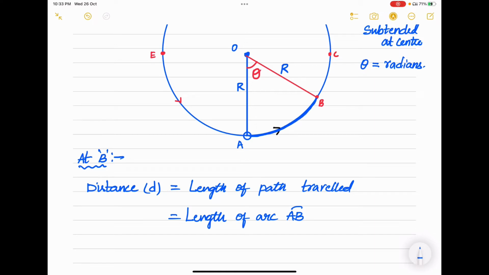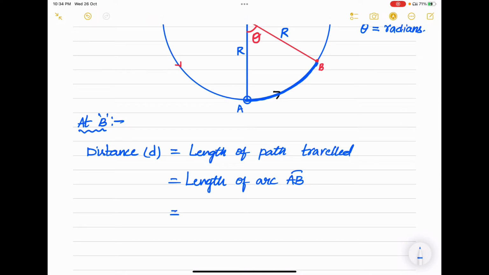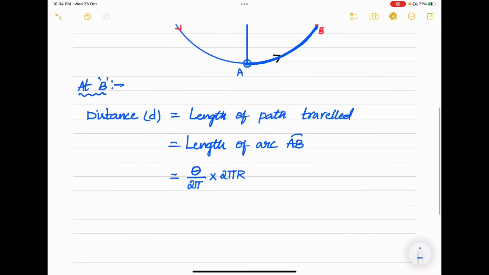So if we can find the length of this arc, we can easily find the distance between A and B, where it is subtending an angle theta at the center. The length of the arc formula we already learned in our childhood in mathematics: the angle subtended at the center by the total angle in a complete circle, assuming radians, that is 2 pi, into the circumference of the circle. The circumference of the circle is 2 pi into radius. From this I can simply cancel 2 pi and 2 pi. Thus the distance of the particle moving in a circular path for an angle theta subtended at the center is given by r theta. Distance is equal to r theta directly.